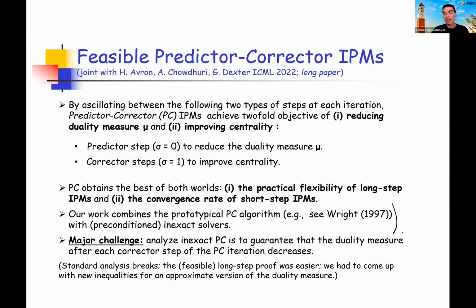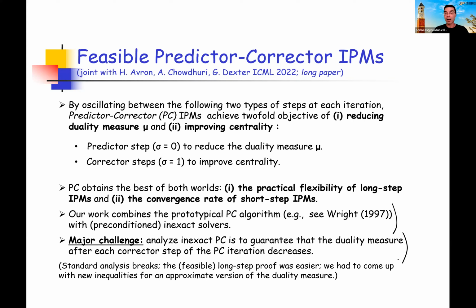We had to somehow guarantee that the duality measure after each corrector step of the predictor corrector iteration decreases. This was actually totally broken. We had to follow a very new approach in this case. This is a fairly technical and long paper. If we hadn't done the long step work, I don't think we would be able to do this.